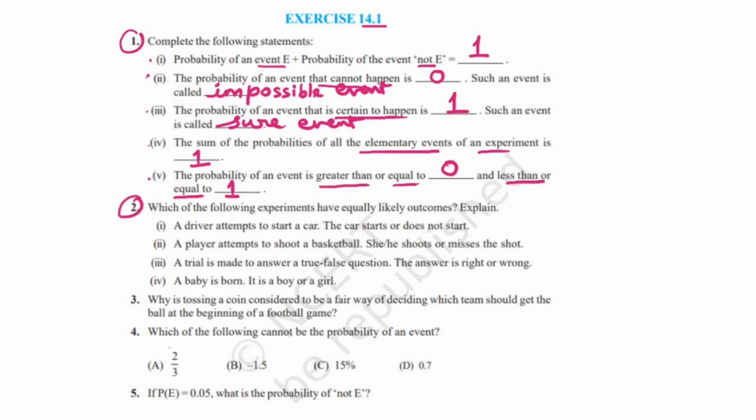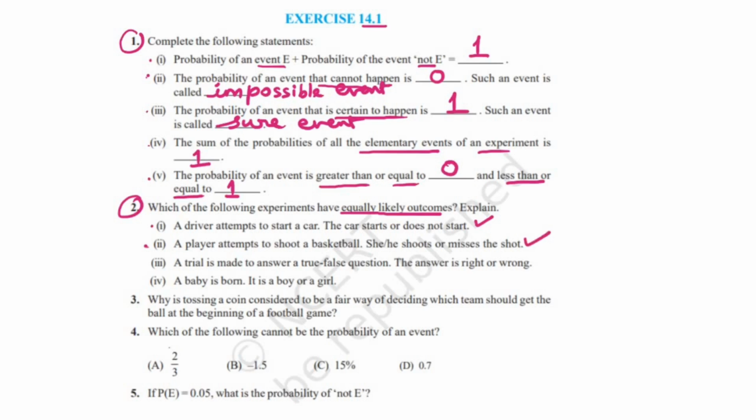The second question, which of the following experiments have equally likely outcomes? It means that in case of tossing a coin once, there is equal likeliness of getting a head or a tail. So keeping that in mind, we will answer these. The first one, a driver attempts to start a car. Then the car starts or it does not start. True, this is an equally likely outcome. The second one, a player attempts to shoot a basketball. So she or he shoots or misses the shot.